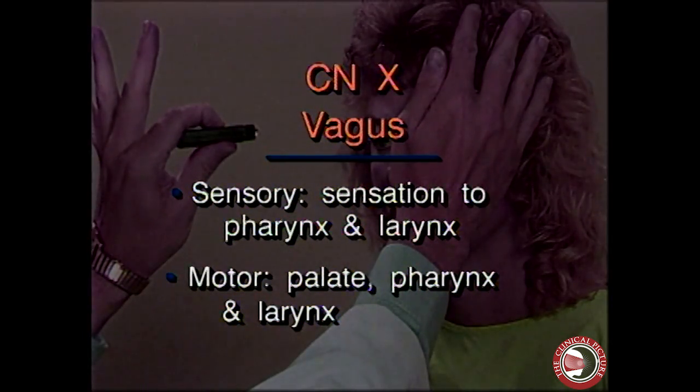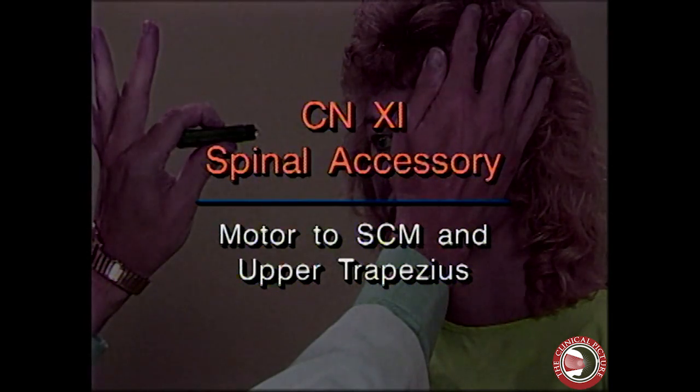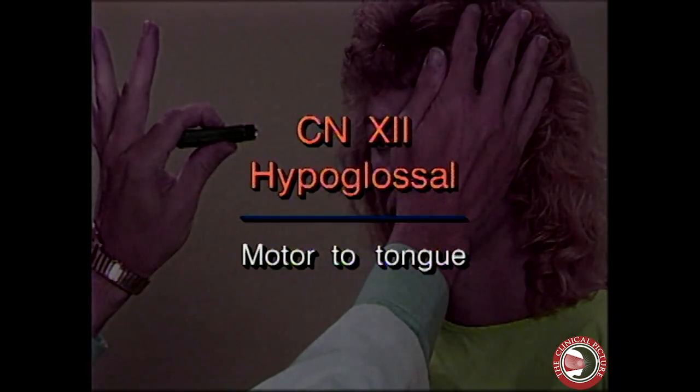CN10, the vagus, providing sensation to the pharynx and larynx, and motor, providing innervation to the palate, pharynx, and larynx for speech and swallowing. CN11, the spinal accessory nerve, providing motor impulses to the sternocleidomastoideus muscle and upper trapezius. And finally, CN12, the hypoglossal nerve, which provides motor impulses to the tongue.